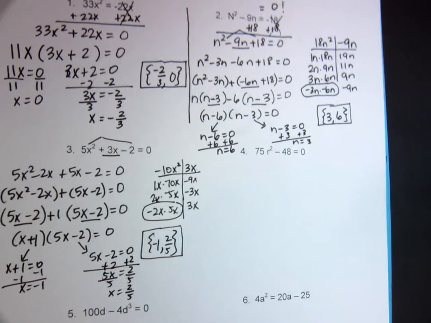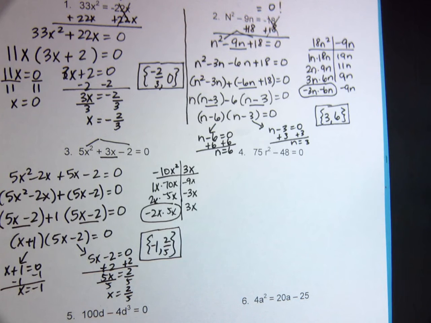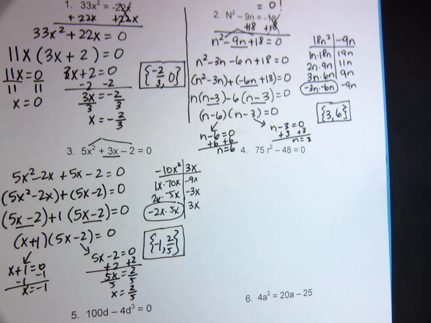All right, let's look at number 4. Is this one equal to 0? Yes, it is. So we're able to go ahead and start the factoring process. First thing in the factoring process is to do what? Find the greatest common factor.